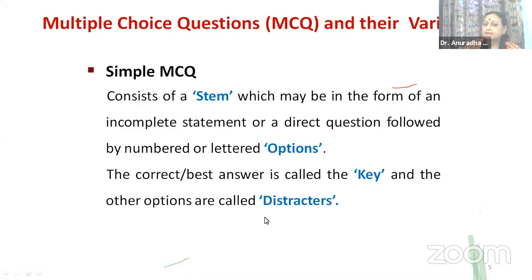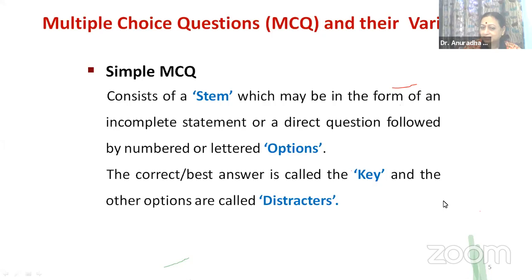And the others are called distractors. Why are they called distractors? Because the purpose is that a well-prepared student should be drawn towards the key, whereas the student who is not so well prepared would be distracted possibly by the other options. So they distract the student from the right answer if you're not very well prepared.